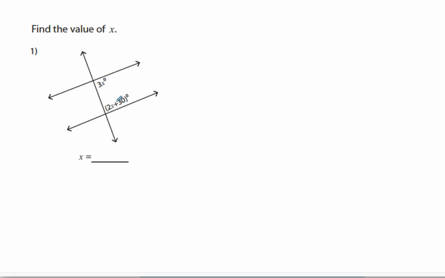All right. Hey, look at this. Interior, right? Inside between the parallel lines, but same side. So they're same side interior. So that means when you add them together, they equal 180 because they are supplementary. By the way, same side supplementary, maybe a way to remember that, right? 3x plus 2x is 5x, plus 30 equals 180.